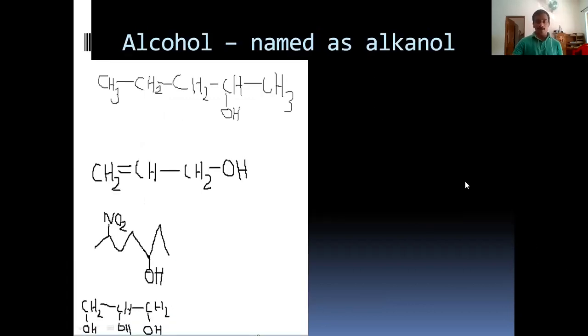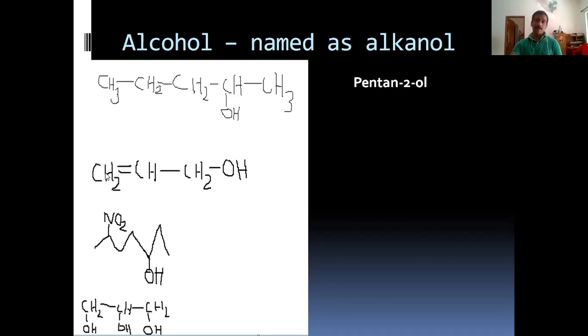Now the nomenclature of alcohols. Alcohols are named as alkanol. In the alkane, the terminal e is replaced by ol. Here you can see an alcohol: CH3, CH2, CH2, CHOH, CH3. When you number the carbon atoms, the functional group should get the minimum number: 1, 2, 3, 4, 5. Pentan-2-ol. There are 5 carbon atoms, so pentane, and the terminal e is replaced by ol. Pentanol. Where is the position of the OH group? In the second carbon atom.